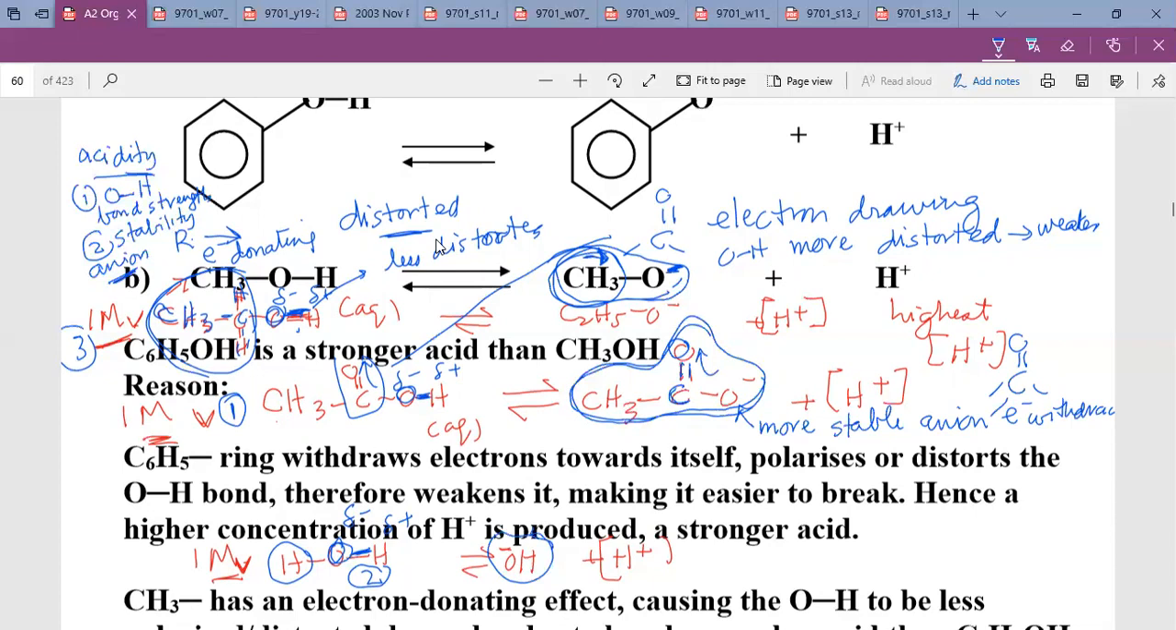Now these two came out in your AS. Let me show you, just to refresh your memory, how it came out in your AS. Let me see, I've got it down here. I'll look for it. Hold on a minute.